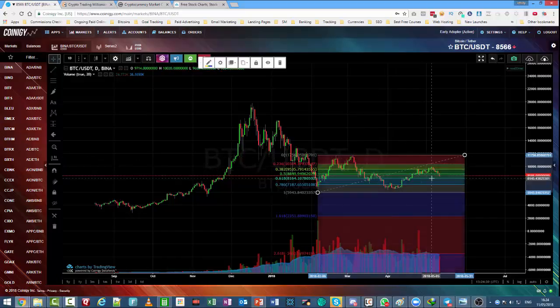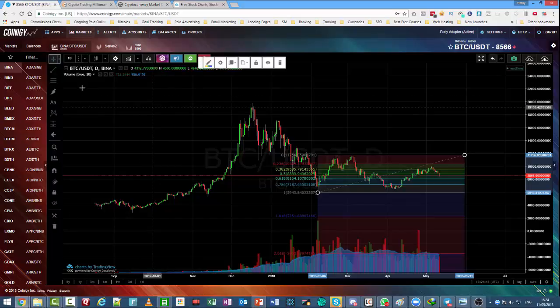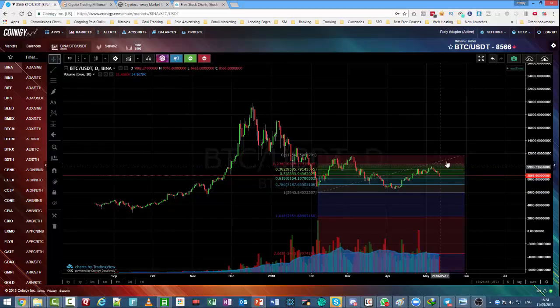So that will tell you that now is a great time to buy Bitcoin, because it is below the 50% mark. Okay, so that's the Fibonacci. I'm going to remove that for right now.